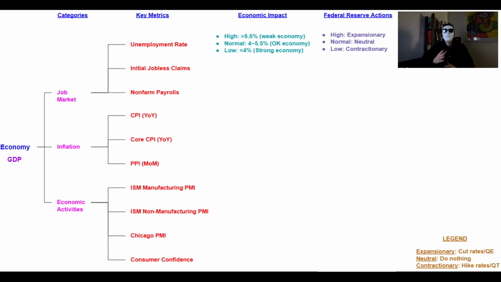Okay, now the reason the Fed would take expansionary actions if the unemployment rate is high is because if the unemployment rate is high, this means that the economy is weak and corporates are performing badly.